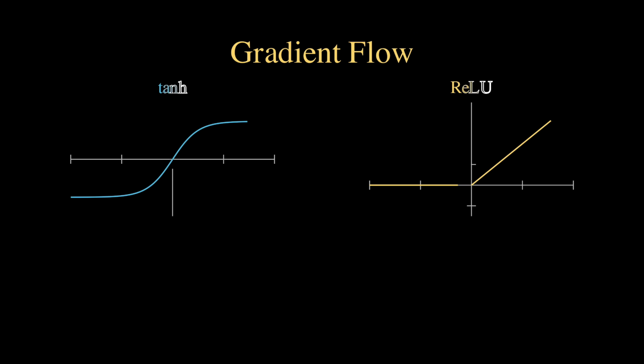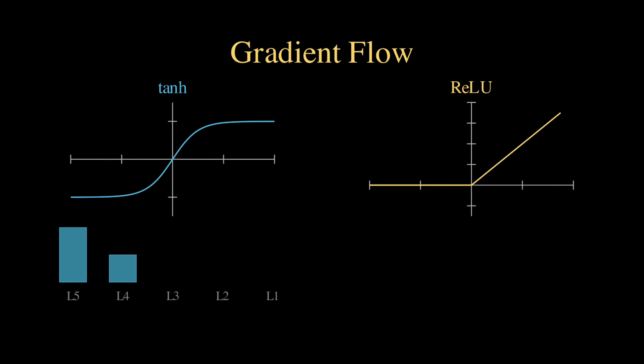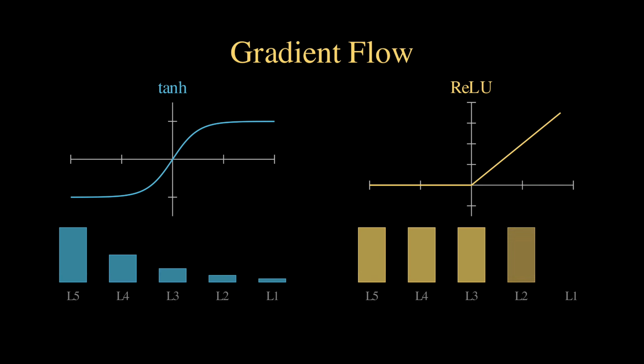Now, let's see why this matters in practice. Here's what happens when gradients flow backward through 5 layers. With tanh, the gradient shrinks at every step until there's almost nothing left. The early layers barely learn. But with ReLU, the gradient stays constant. Each layer gets the same learning signal. This is exactly why ReLU became the default activation for hidden layers.